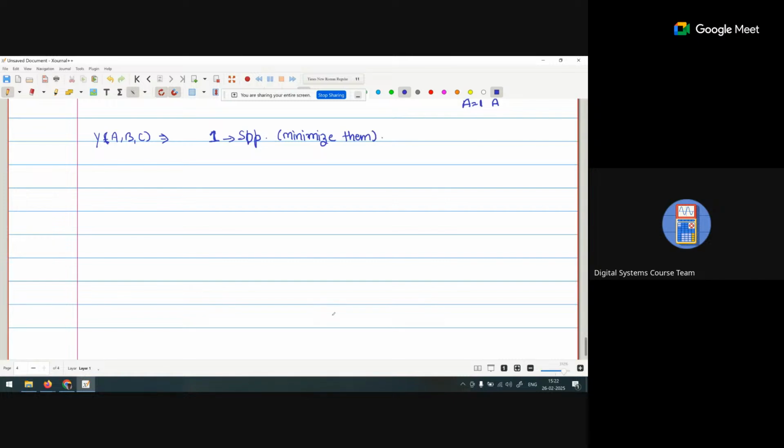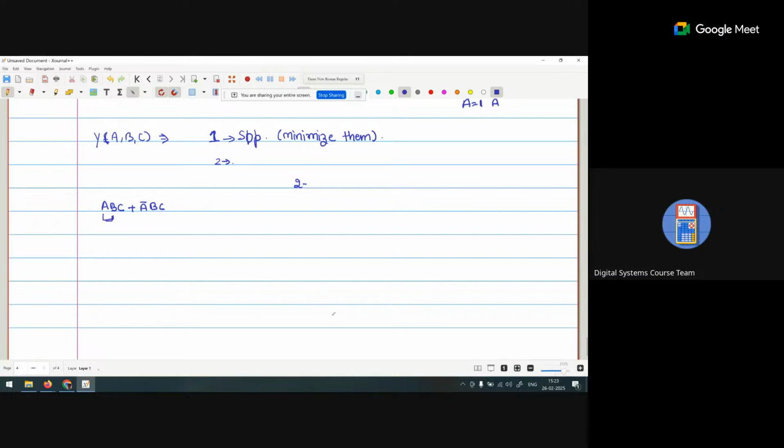First, I need to minimize the SOP. By minimize, I mean, for example, we have ABC plus A bar BC, and only two-input gates are available. So what should we do?